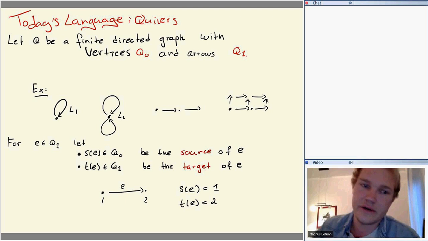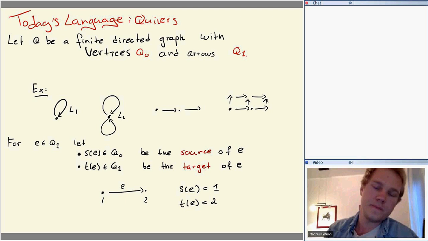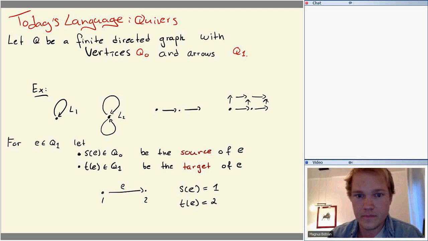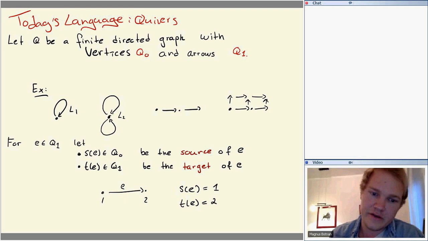For an edge or an arrow e, let s(e) be the source and t(e) be the target. So for this arrow e from 1 to 2, s(e) is 1 and t(e) is 2.